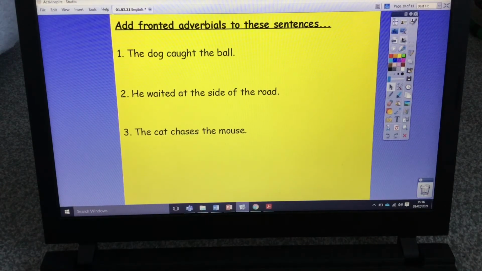Now I'd like you to add fronted adverbials to these sentences. So again, number 1, the dog caught the ball. Number 2, he waited at the side of the road. And number 3, the cat chases the mouse. Please add a fronted adverbial to each of those sentences. Remember, a fronted adverbial tells us where something has happened, when something has happened, or how something has happened. And remember that comma at the end. Pause the video now, please.